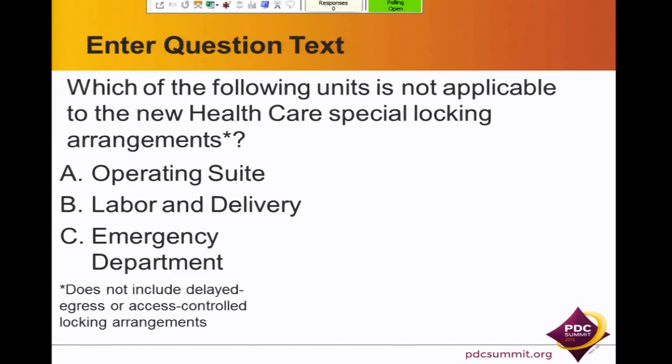Okay, next question. Which of the following units is not applicable to the new healthcare special locking arrangements? And I apologize at the top, this is the 2012 Life Safety Code as well. And it does not include delayed egress or access control. So it's really the special locking arrangements as defined in chapters 18 and 19. And we'll close the polling in just a moment.